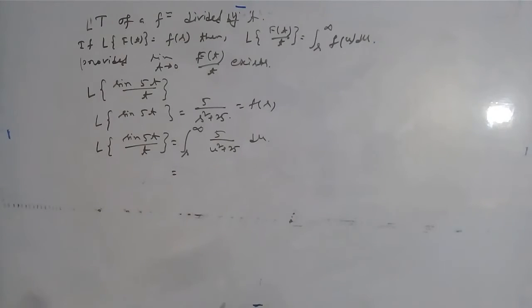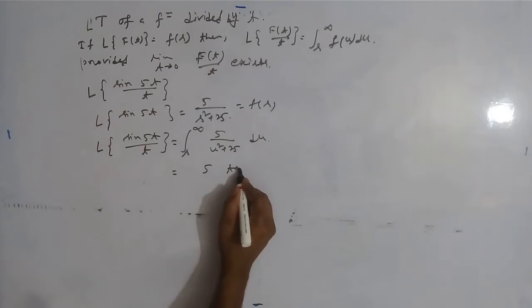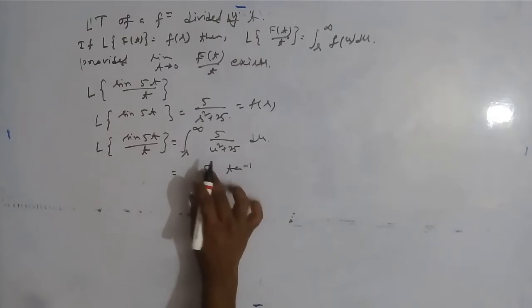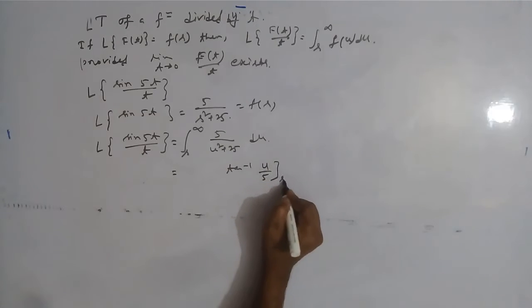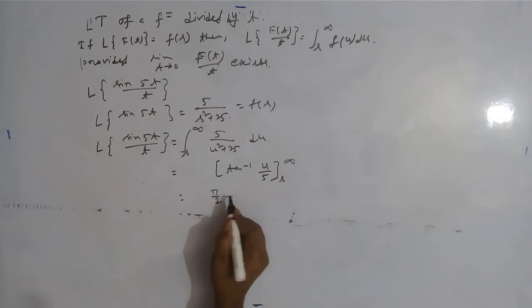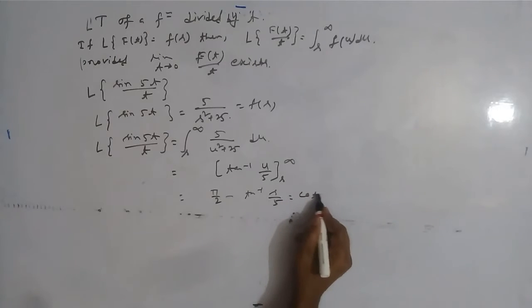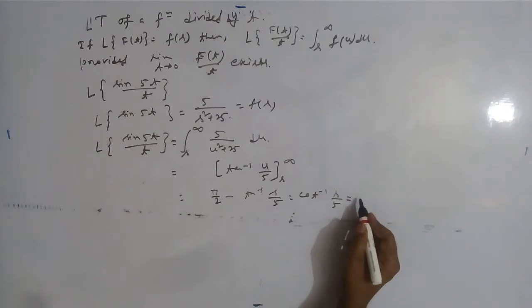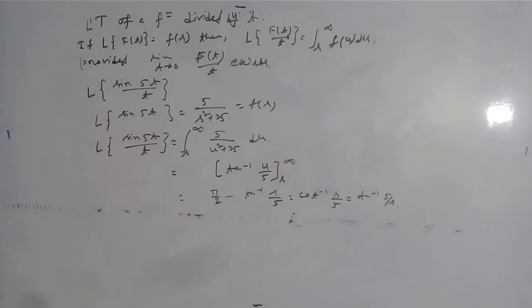And it is 5 tan inverse, okay, 5 will be cancelled, 1 by 5 tan inverse u by 5, with limits s to infinity, and it will be pi by 2 minus tan inverse s by 5, that is equal to cot inverse s by 5, and that can be written as tan inverse 5 by s. So in this way we can find a Laplace transform of a function which is divided by t.